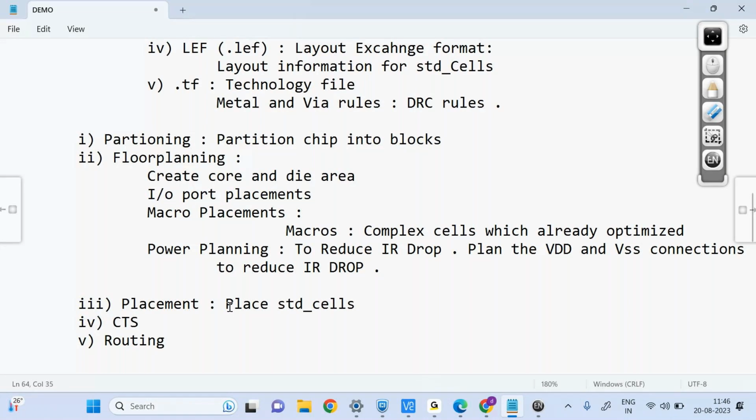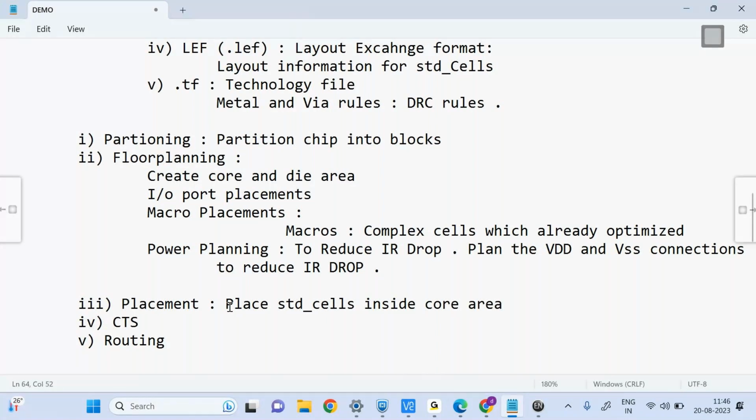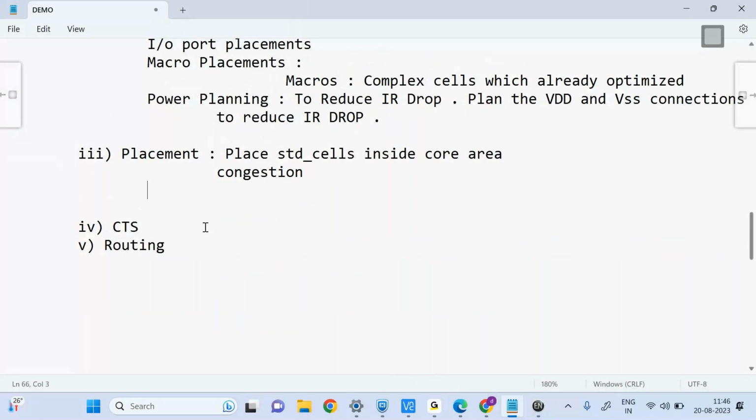See how many standard cells you will have: from 50,000 to 1,20,000. You have to place all of these inside the core area. Placement of standard cells inside the core area is not straightforward. While placing, you have to make sure you have less congestion. You will understand this later in the course.